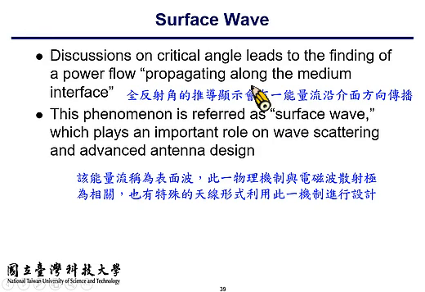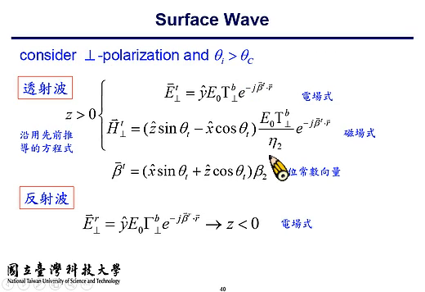So-called surface wave, that you have a power flow propagating along the medium interface. This phenomenon is referred to as the surface wave, which plays an important role in wave scattering and advanced antenna design. So the surface wave is also used for antenna design as well.